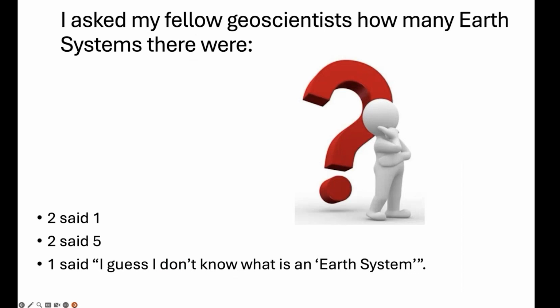So I asked my fellow geoscientists how many Earth systems there were, and I got a few answers. Two of them said one. There's basically just one Earth system. Two of them said there were five, basically following Vernadsky's spheres. And one of them said, I guess I don't know what is an Earth system. And some of you might be in that group as well.